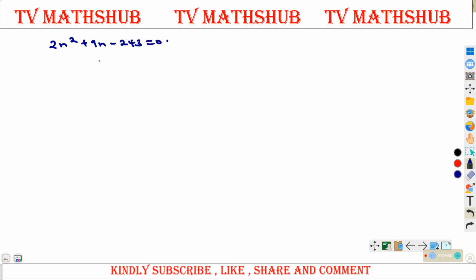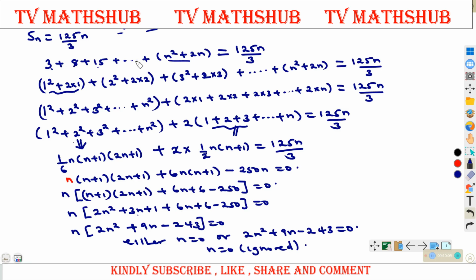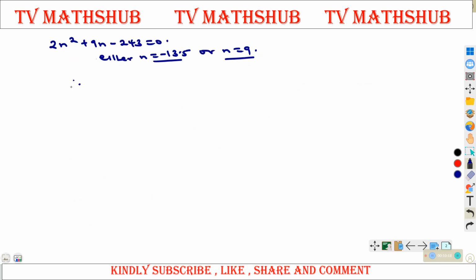When you solve this expression, you should be in a position to get your n as either negative 13.5 or your n will be 9. Since we are dealing with the number of terms, we shall have our n as 9, because when you look at the sequence which is given, all the terms that we are given here, you realize that the terms are increasing. So it means that a negative will not work. So finally we shall be able to conclude that therefore our n is equal to 9.